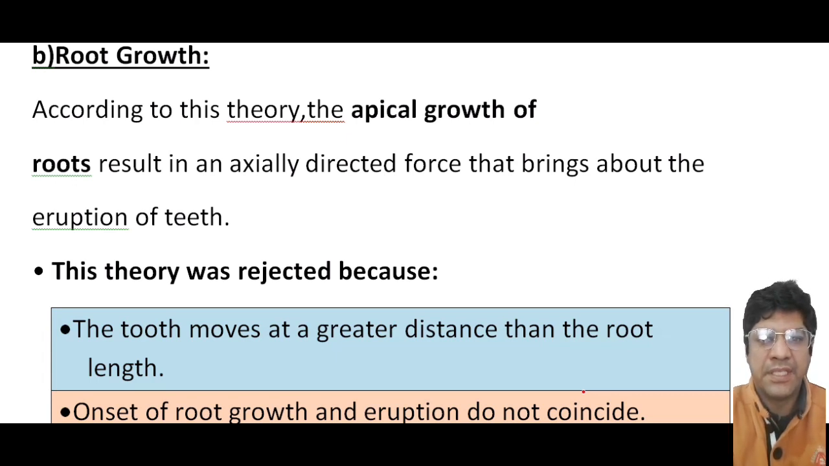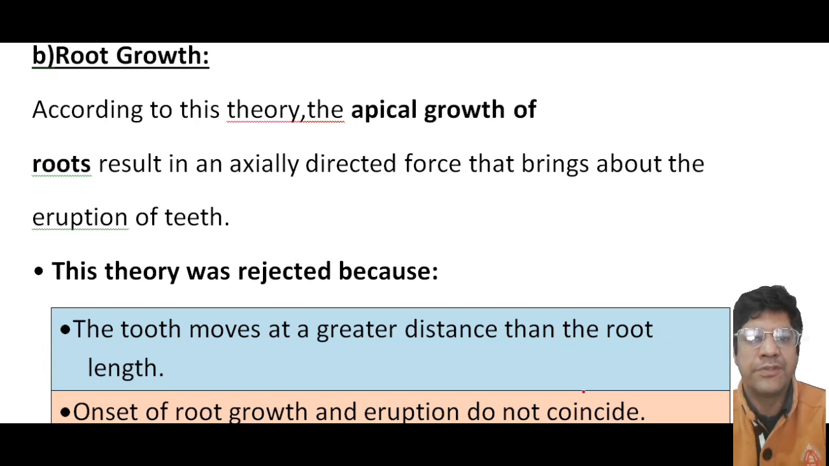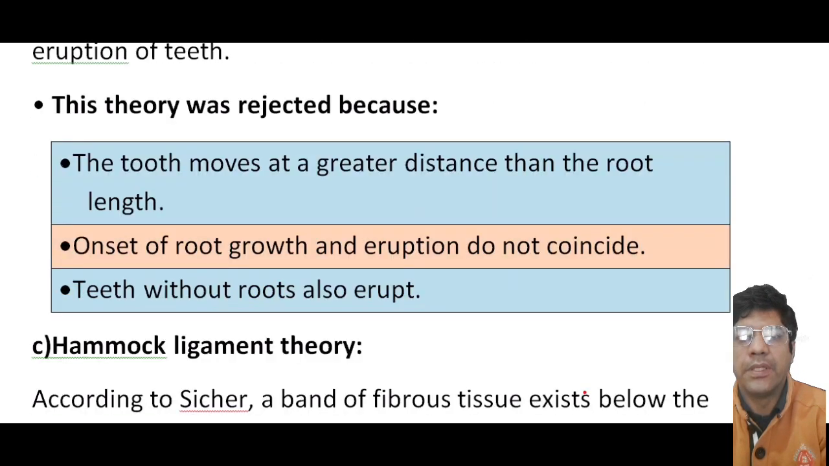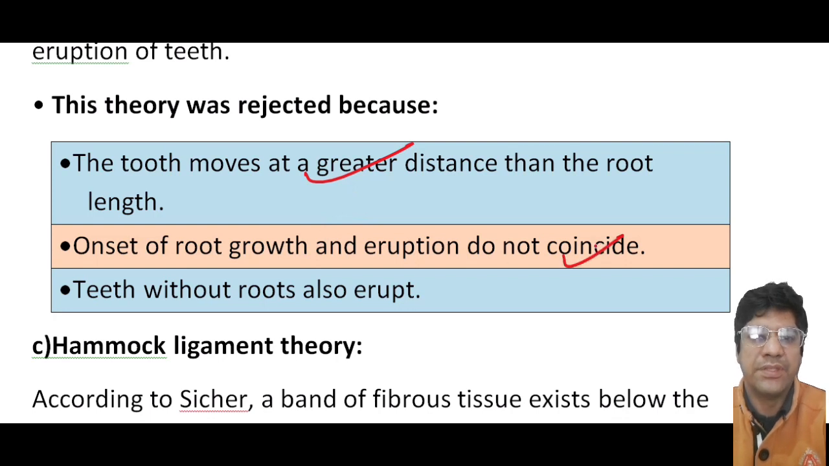This theory suggested that the apical growth of the root was solely responsible for tooth eruption. However, it was observed that the teeth move through a greater distance during eruption than the actual length of their root. Another reason for the rejection was that the onset of root growth and eruption do not coincide. The root growth typically begins before the tooth eruption, yet the actual process of tooth eruption does not coincide with or solely result from the growth of the root.